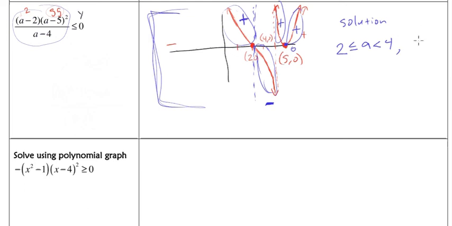And then, or a is equal to, where else could we get a solution? Right at 5. If we plugged in 5, that is also one of our solution set because it's or equal to. So here's our answer. Now I want to talk really quickly here at the end about the asymptote.